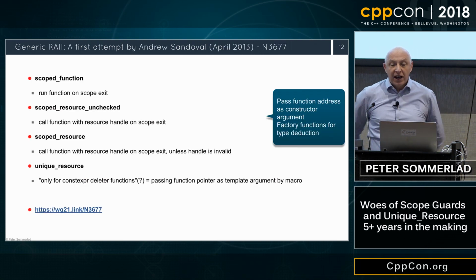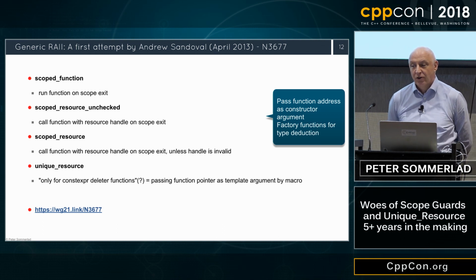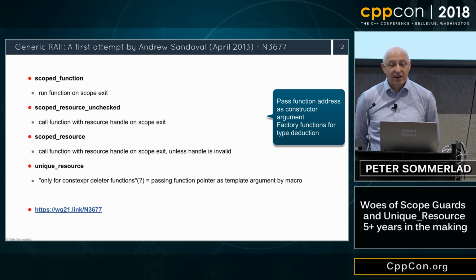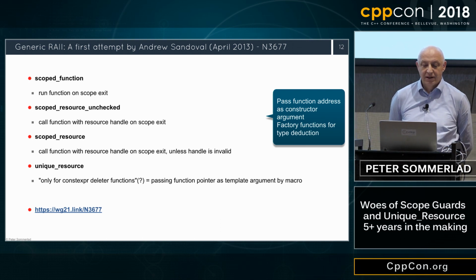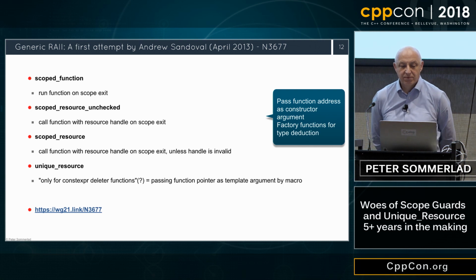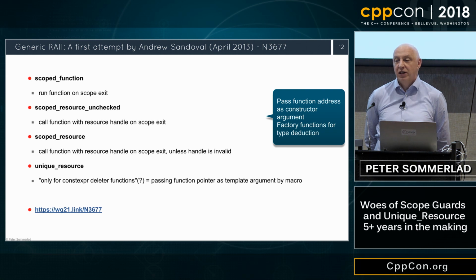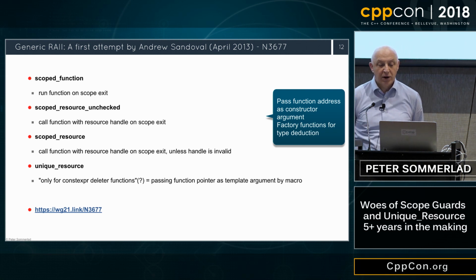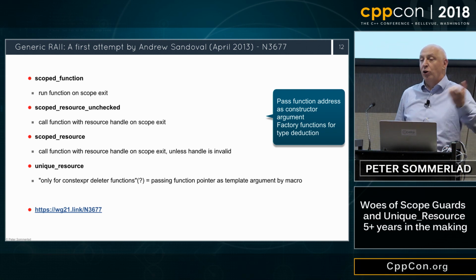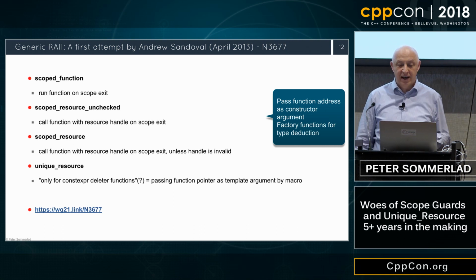In April 2013, at the C++ standardization meeting in Chicago, I believe, Andrew Sandoval provided a paper, number N3677, consisting of four suggested template classes: scoped function, scoped resource unchecked, scoped resource, and unique resource. The scope part is, in the classic sense, like scope pointer that we had in Boost for ages, cleaning up at the curly brace at the end of that.